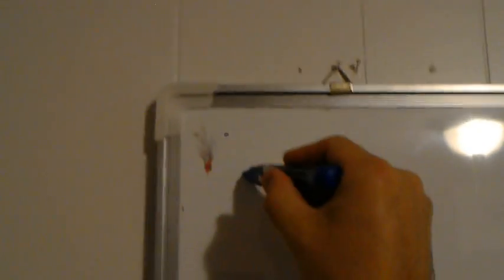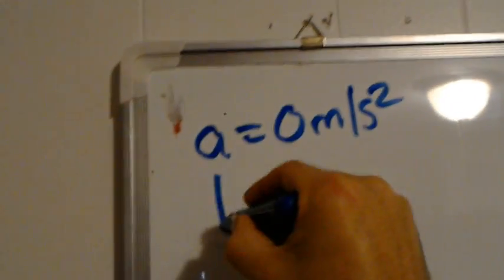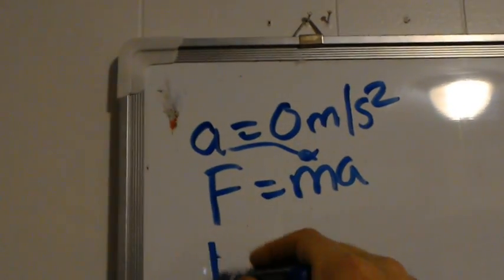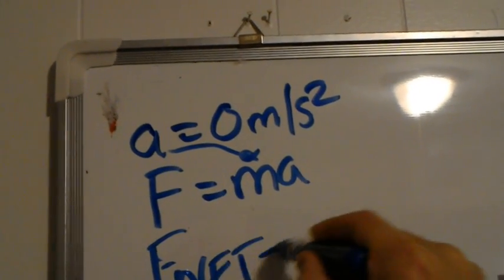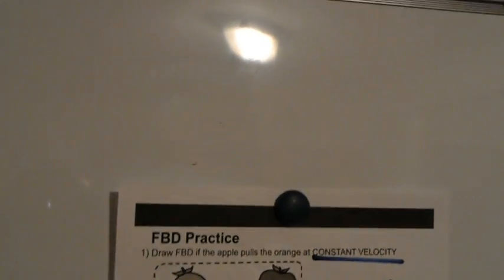Remember, constant velocity we should always underline, because Newton said that that means that the acceleration is 0, and because of his second law, if that's 0, that means that there is no net force. So if we look at number 1, what does it look like in terms of Paul the apple?